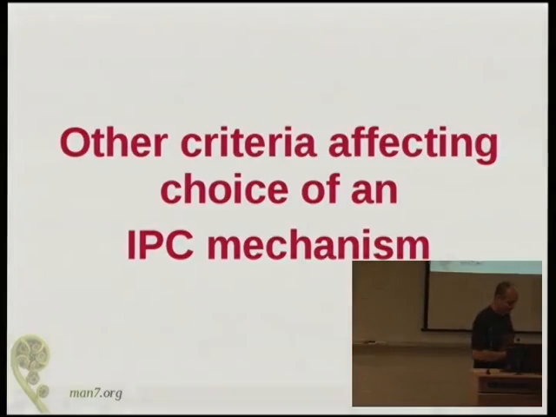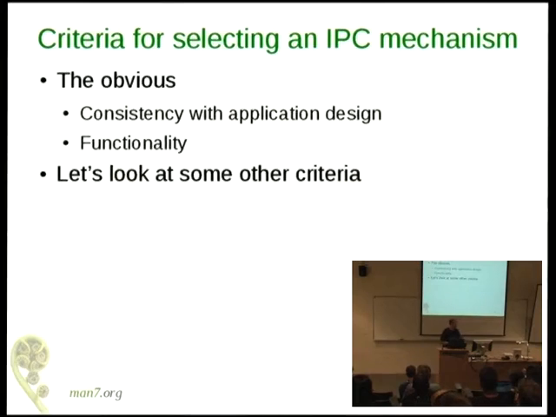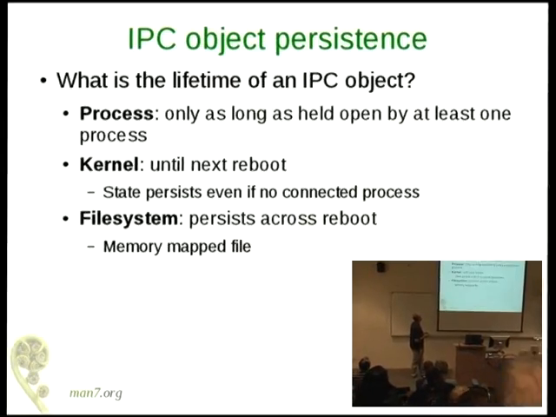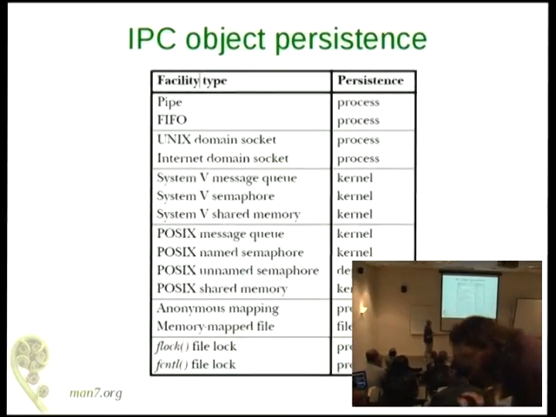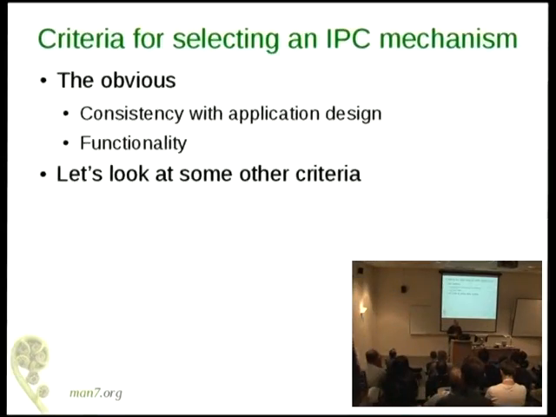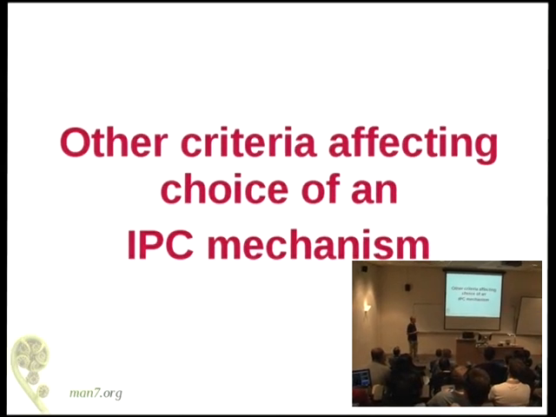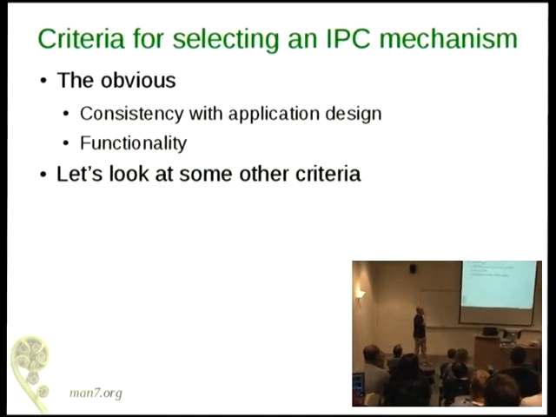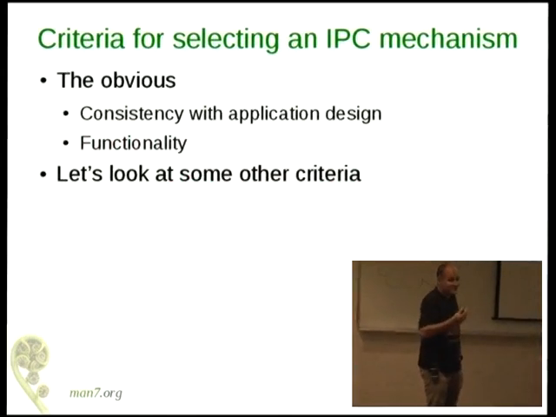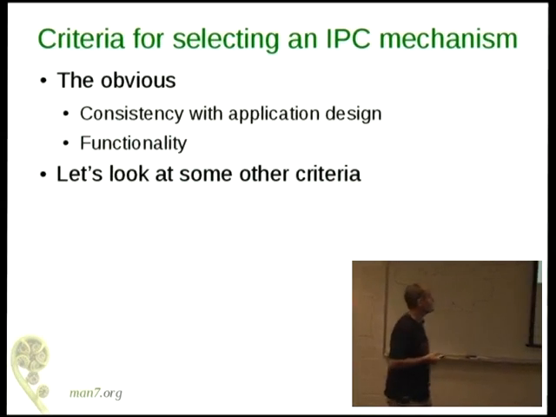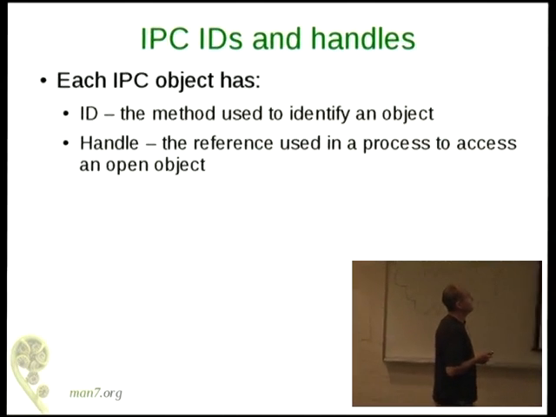I just want to have a little think about whether I'm going to try and squeeze in anything more, other than a few discriminating factors between IPC mechanisms. Now I think I'll just see how I go with these pieces. There are some other criteria that you might use for selecting between IPC mechanisms, and I just want to look at some of those. There are some obvious things: consistency with your application design, functionality that is consistent with what you want, but there are other criteria as well.